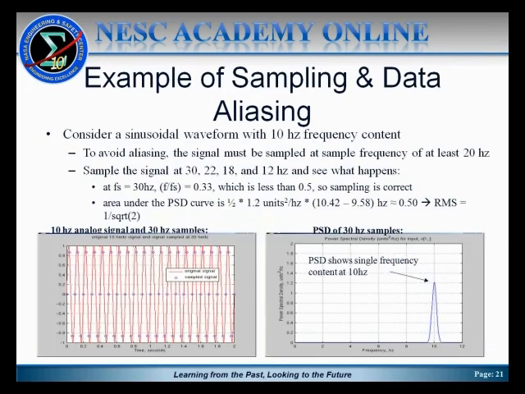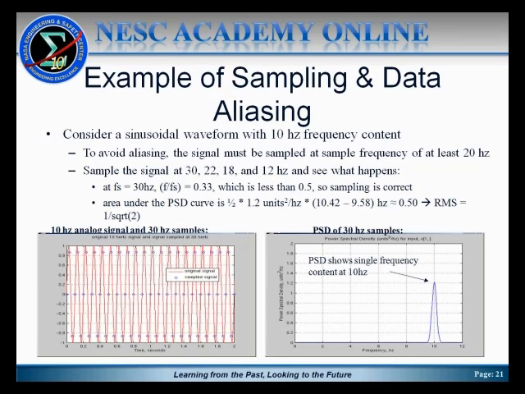Okay, let's start with an example. We'll do several examples where we build a waveform with a 10 Hertz frequency content, which means if we want to sample that correctly, we need to sample it at least 20 Hertz. In other words, twice the frequency of the highest frequency content in the signal that we're analyzing. So in this case, the example is going to be a 10 hertz frequency.